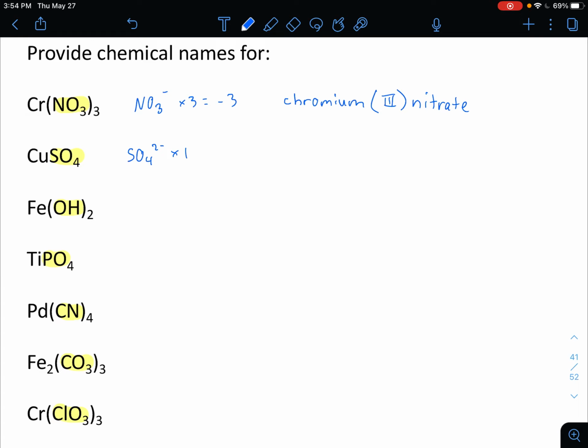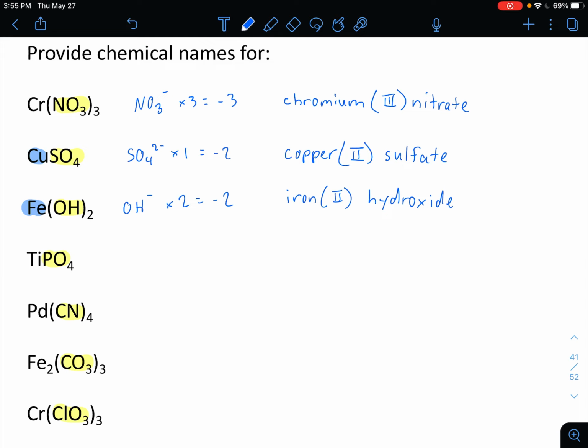Sulfate is 2-. There's only 1 of them, so that's -2. I've got 1 copper to cover that, so it'll be copper Roman numeral 2. Remember, the Roman numeral indicates the charge on the cation, sulfate. Now I've got hydroxide, which is -1. There's 2 of them, so that's -2. 1 iron to counteract that, so it's just going to be iron 2 hydroxide.